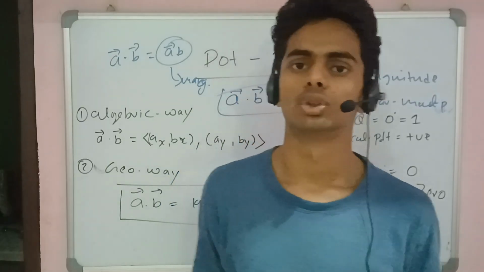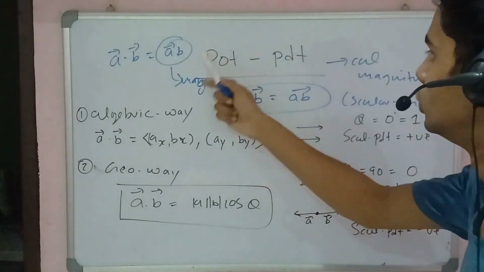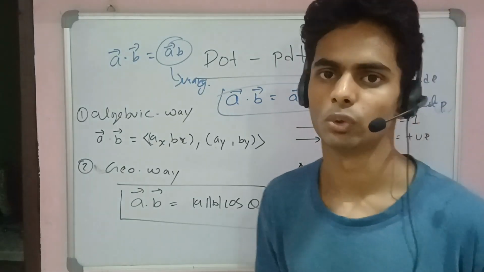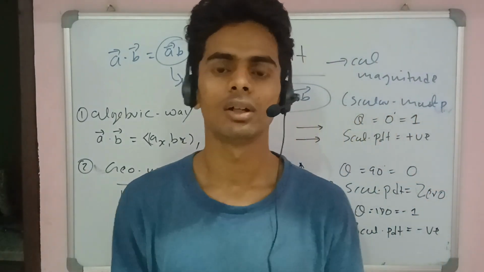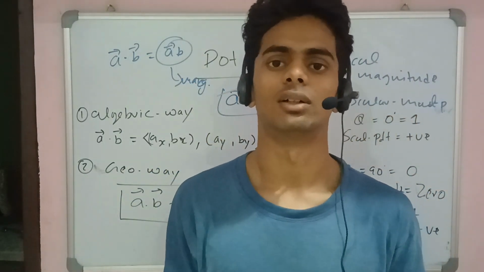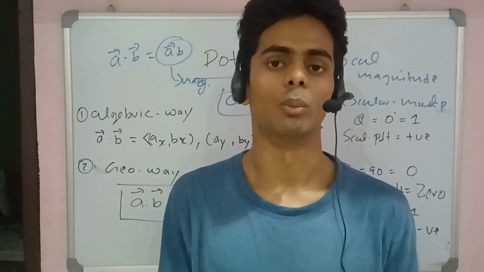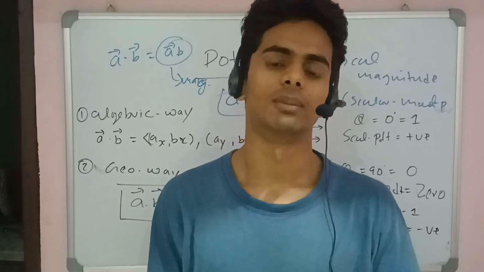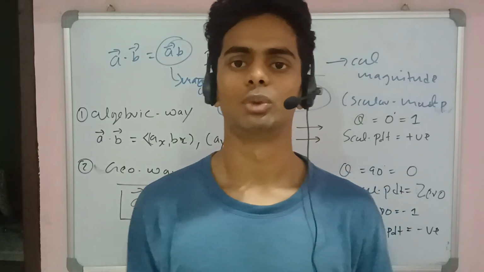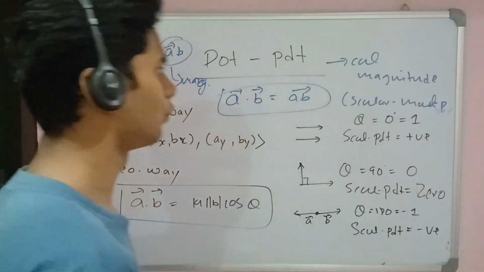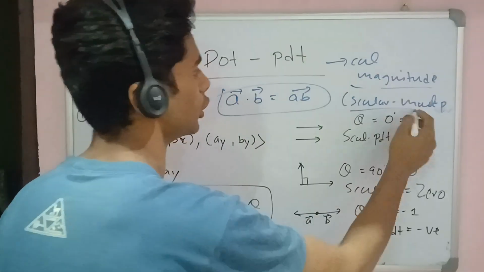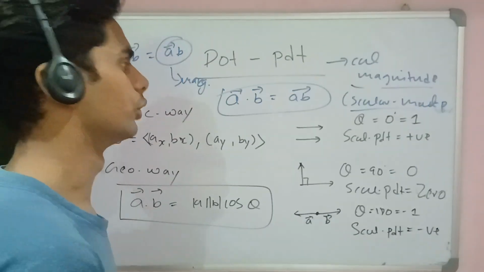So the dot product is also called scalar multiplication, where we multiply two vectors and get an output that is only a magnitude, the product of the magnitudes of both vectors. So let's understand it better, first the calculation of the magnitude, which is also called scalar multiplication.